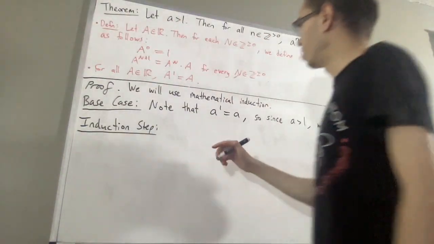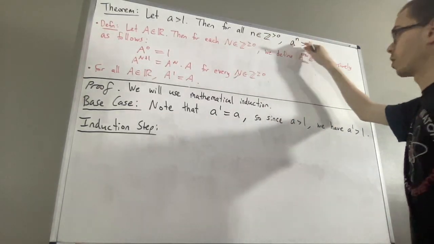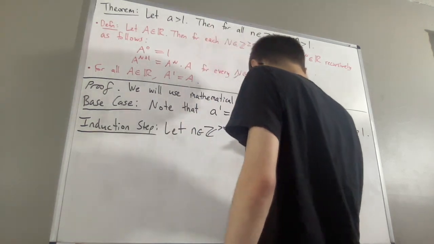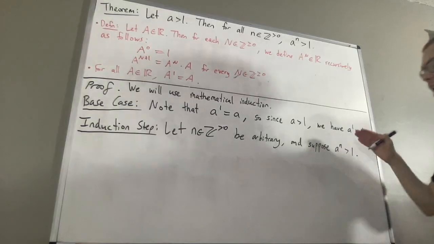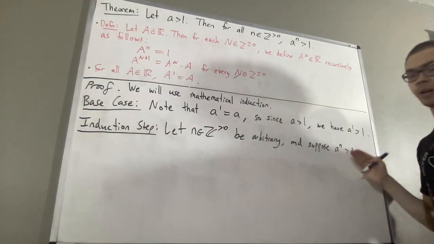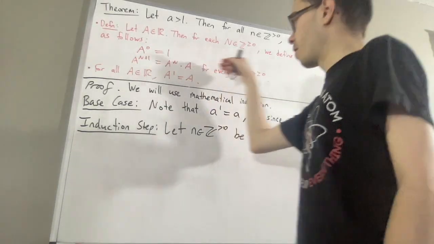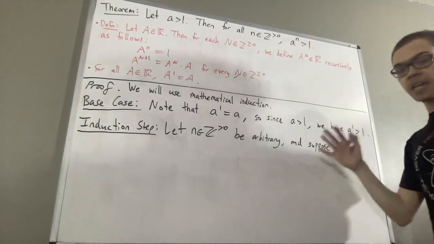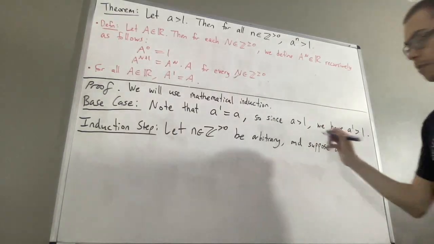In the induction step, we give ourselves an arbitrary positive integer n, and we assume a to the power of n is greater than 1. The whole goal of the induction step is to show that a to the power of n plus 1 is greater than 1. Now, according to the recursive part of our definition of exponentiation, a to the power of n plus 1 is equal to a to the power of n times a.